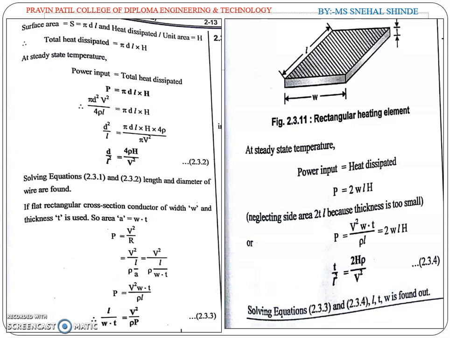So power equal to 2 WLH, neglecting the side area 2TL because thickness is too small. So power equal to V square W into T divided by rho L equal to 2 WLH. So now T divided by L square equal to 2H rho divided by V square. So solving the equation, we can find L, T and W.